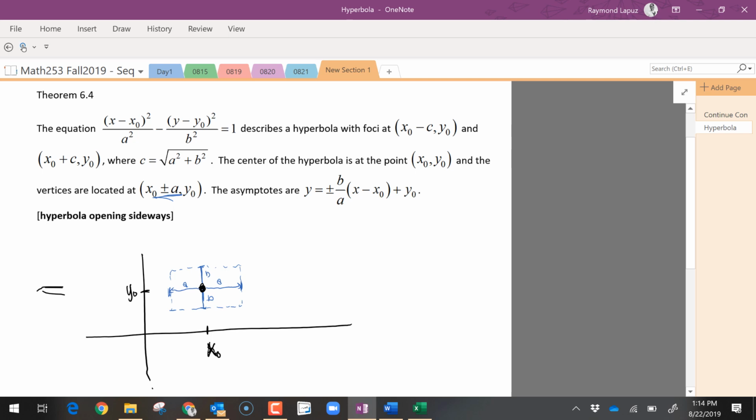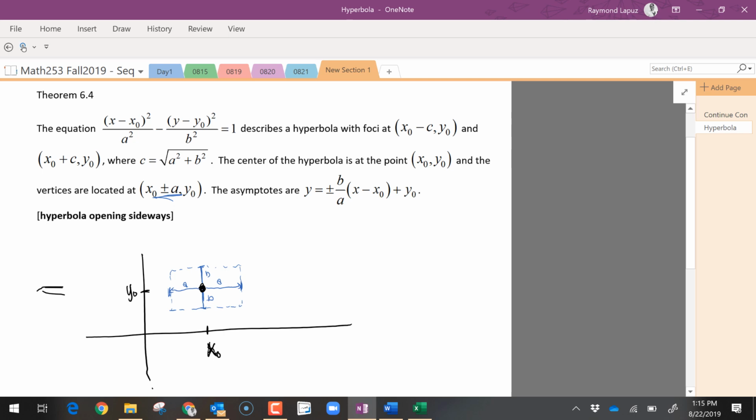Create a box around the center point, going the distance of A in both sides in the X and B in both sides in the Y. And then from there, if you draw a line passing through the center and going in a diagonal, if you look at your slope, it's rise over run. It's B over A, right?